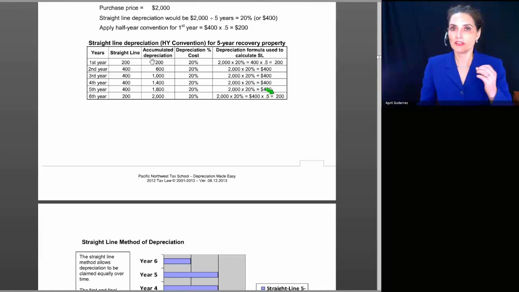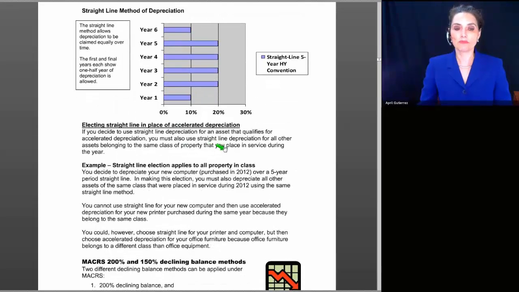So if you're talking about the concept of accumulated depreciation, that means how much depreciation have I taken to this point in time. The first year accumulated depreciation would be $200. You're going to add $400 for the second year, add $400 for the third year, add $400 for the fourth year, $400 for year 5, and finally at the end of the sixth year, you've recovered all $2,000 of depreciation. So if you were to look at how the depreciation is being claimed over time, you'd have year 6 and year 1 being an equal amount of depreciation, 10% of the cost of the asset, and every other year in between being exactly the same amount of depreciation, which is 20% of the cost of the asset.